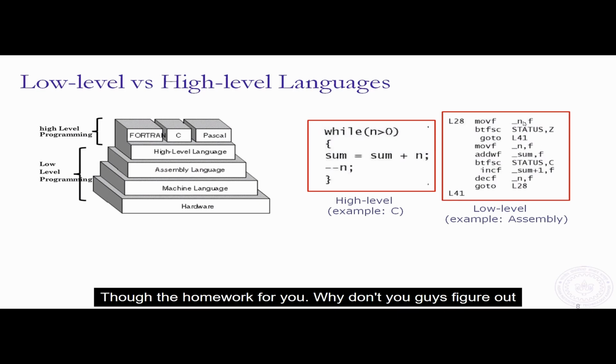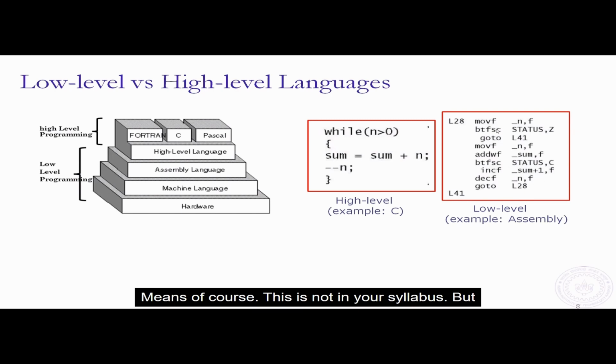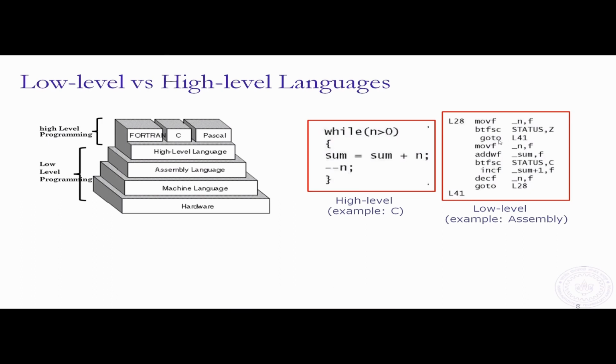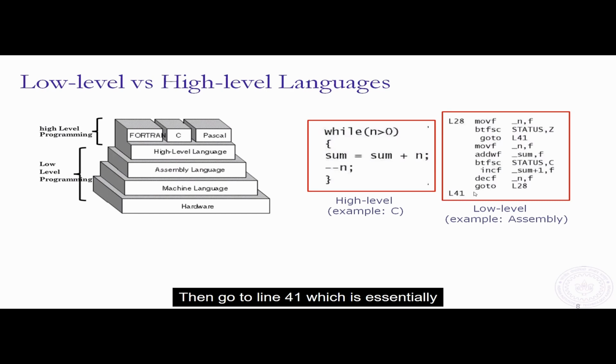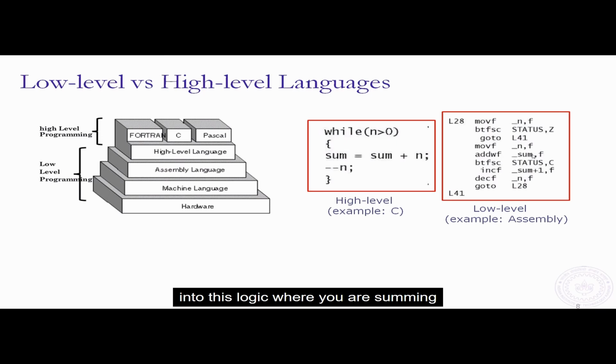So this is homework for you. Why don't you figure out what each of these terms means? Of course, this is not in your syllabus, but if you wanted to, you can look at it and say, well, this is basically saying if this particular check is false, then go to line 41, which is essentially out of this loop. And if the check is positive, then you skip this, you just move into this logic where you're adding n to sum, and then you go to line 28 and you keep doing this process over and over again.